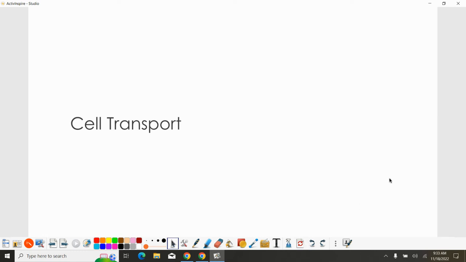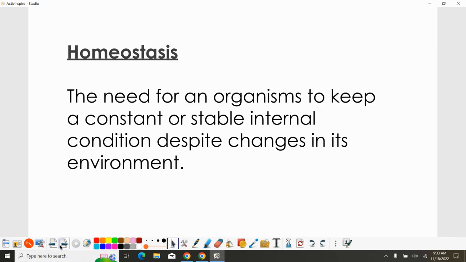So our next unit is on cell transport, and we're going to begin this unit by learning about homeostasis. Homeostasis is the need for an organism to keep a constant or stable internal condition despite changes in its environment. In other words, keeping what's going on inside its body constant, while the things around it, the things outside its body, change.